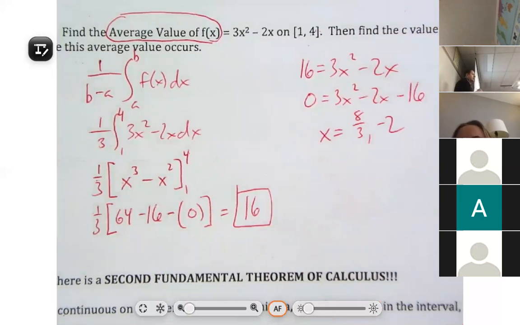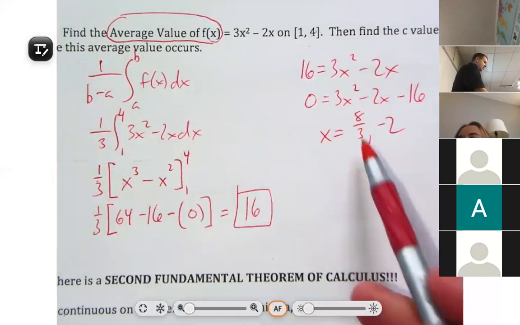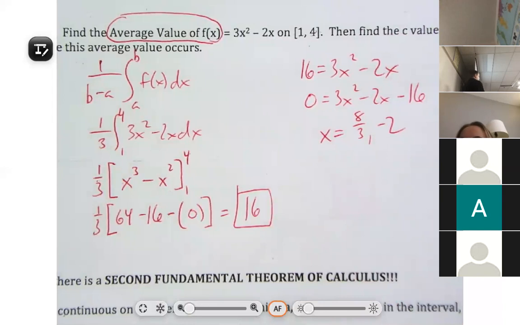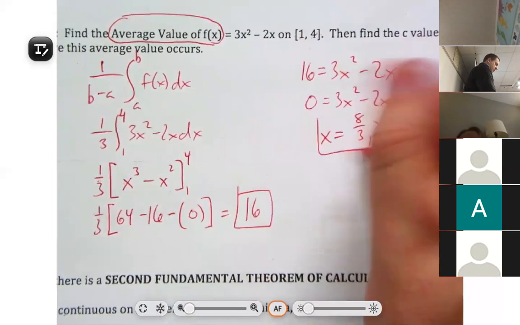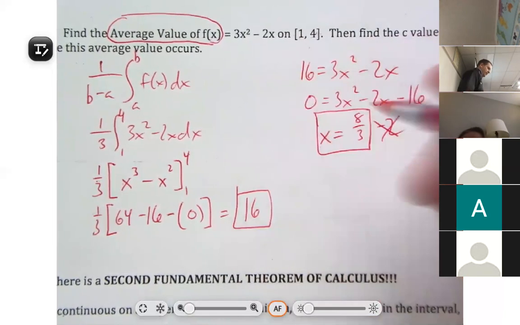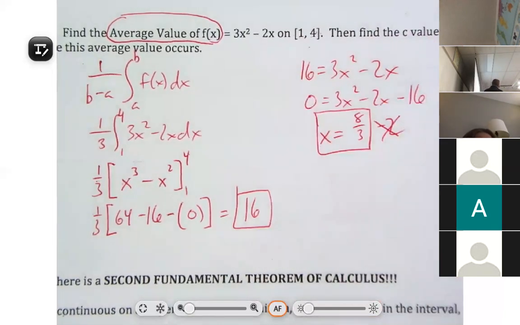But thinking back to first semester, when we deal with intervals, we always have to make sure that our answers are within the interval. You do all this work and then you get answers, and it's such a nice feeling, and then you move on. Always make sure you check. -2 is not in the interval from 1 to 4. So 8/3. So that's the average value formula. It comes up a lot.